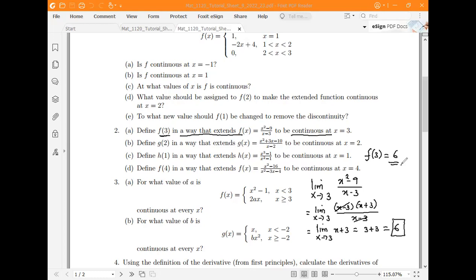The same is extended to part 3a. For what value of a is f continuous at every x? So you find the limit from left. The limit must be the same as from right. Then that limit should be the same as f of 3. So you substitute the f of 3 there, you get 6a. So 6a should be equal to the limit you get in part 1.